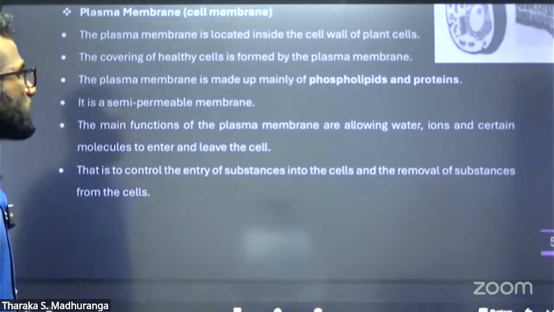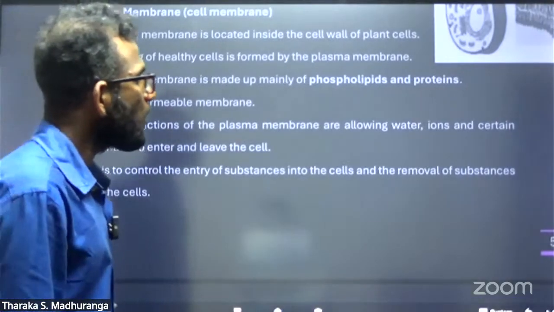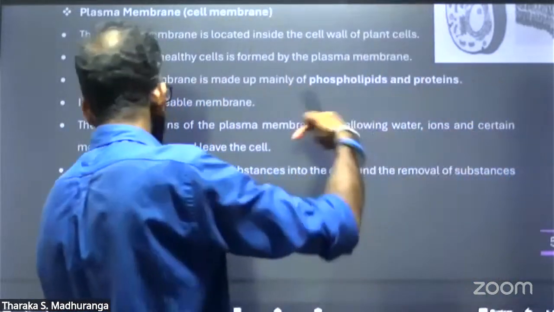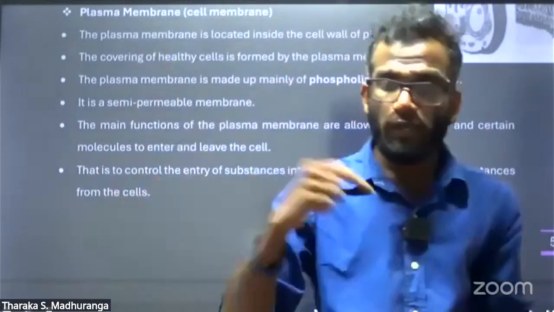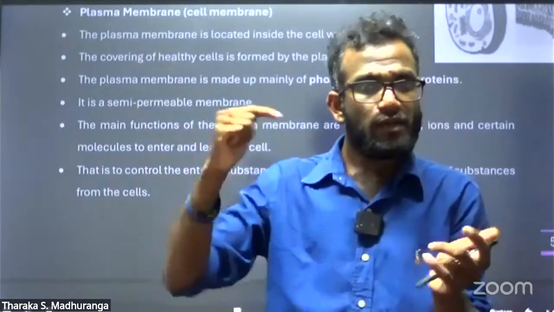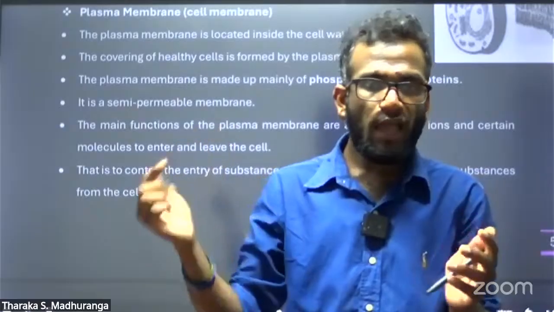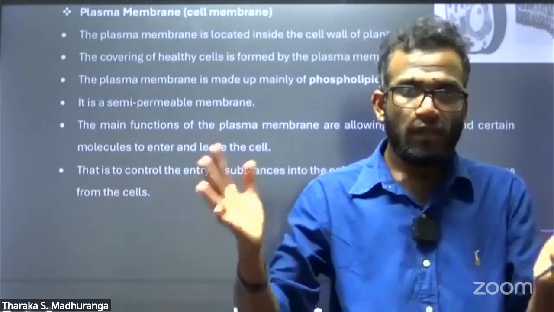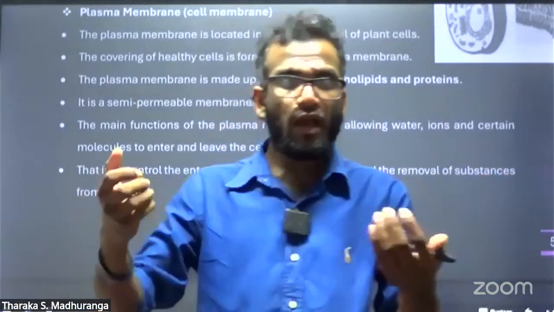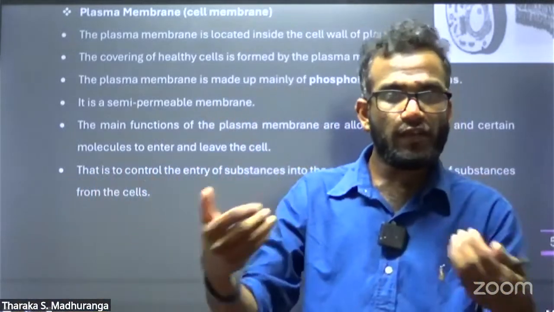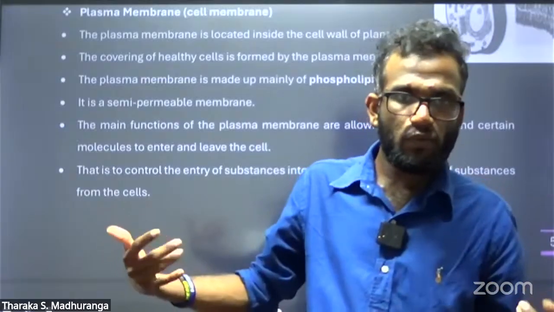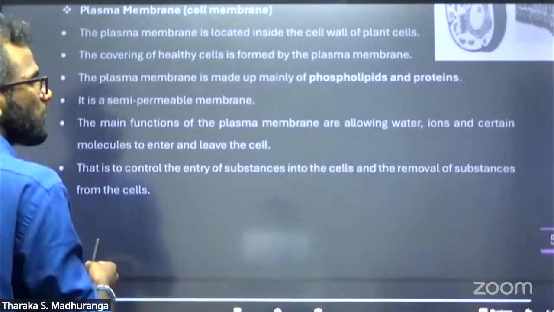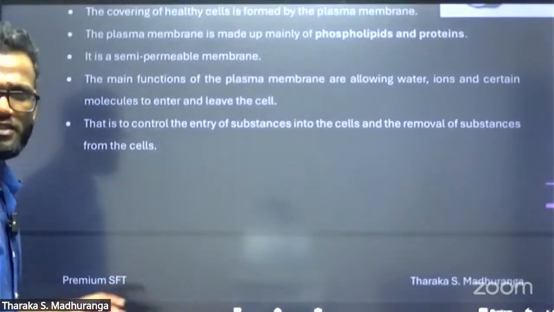The main function of the plasma membrane is allowing water, ions, and certain molecules, allowing only required molecules and preventing unnecessary, hazardous, pathogenic compounds from entering the cell. Then only required particles go out. Okay, that's the function. Now I think you remember. Only the function is enough if you remember.